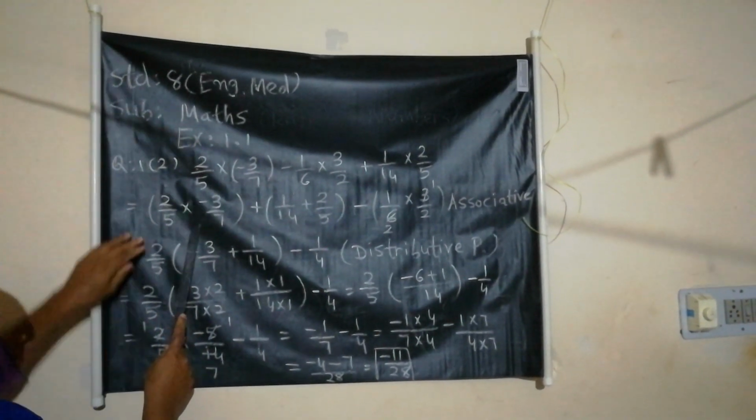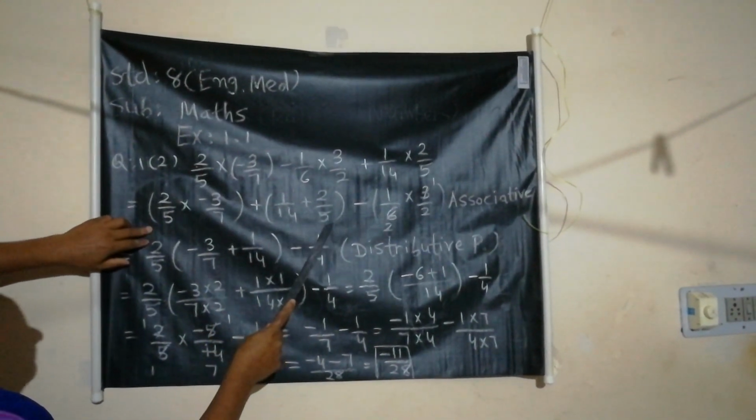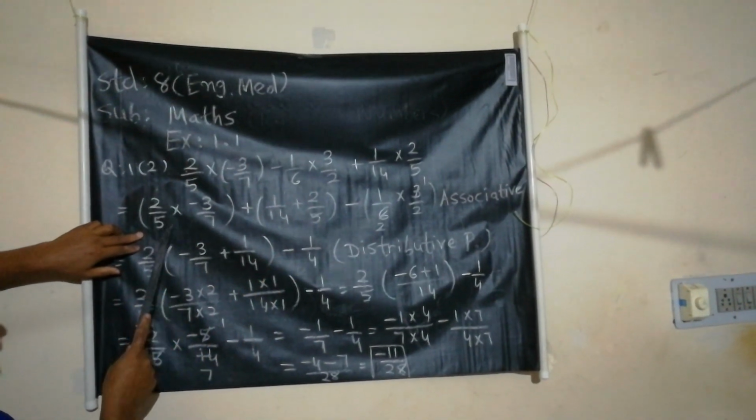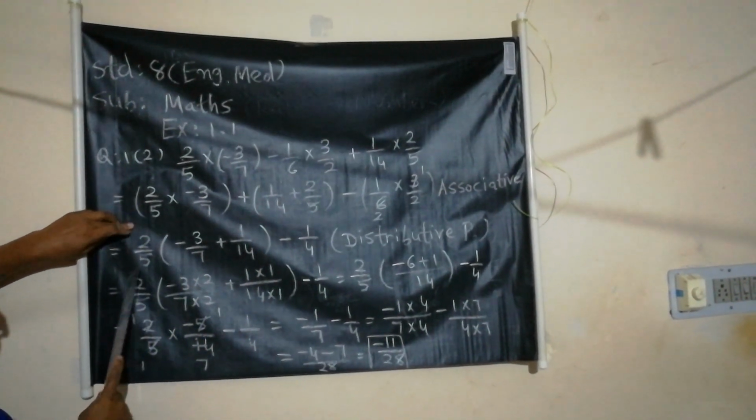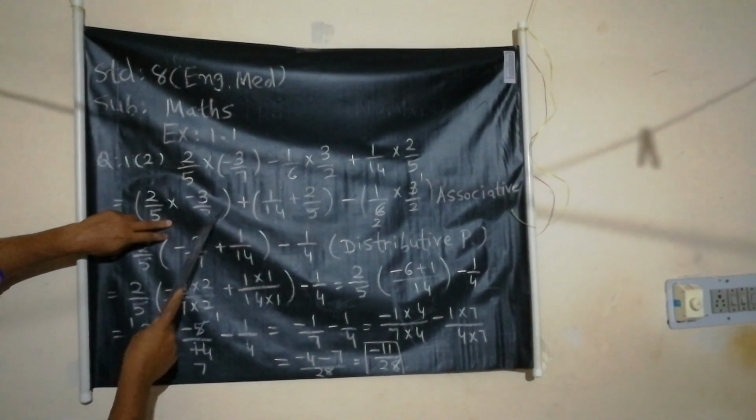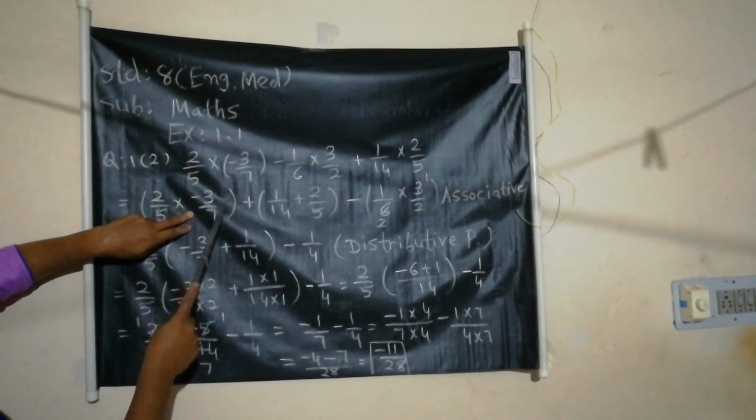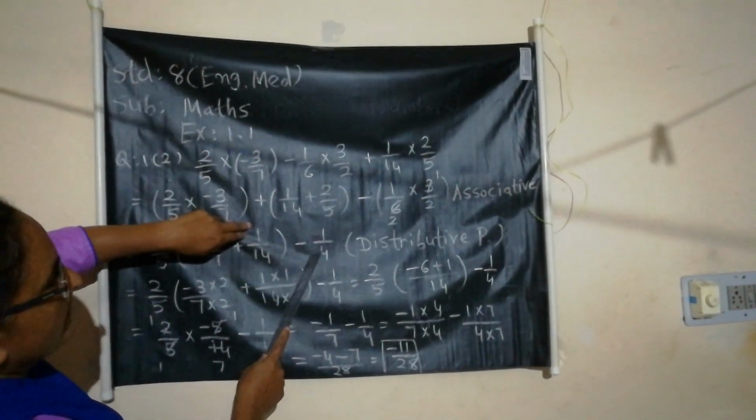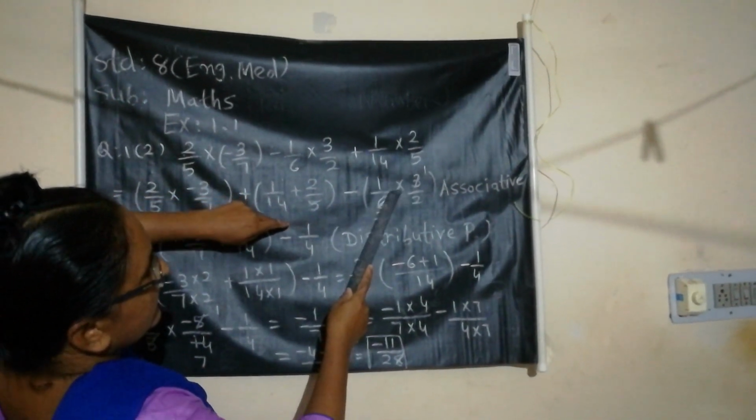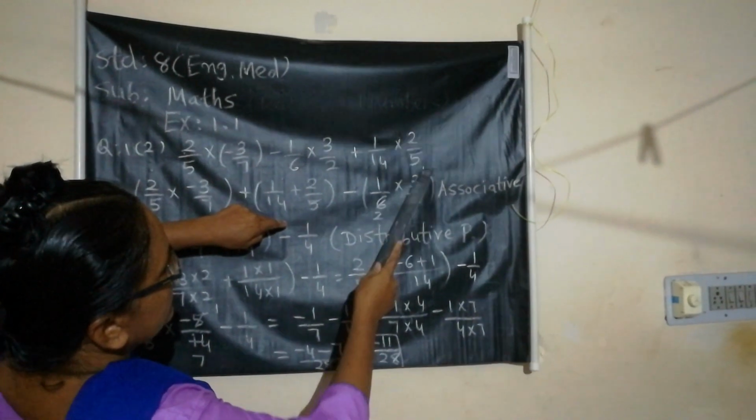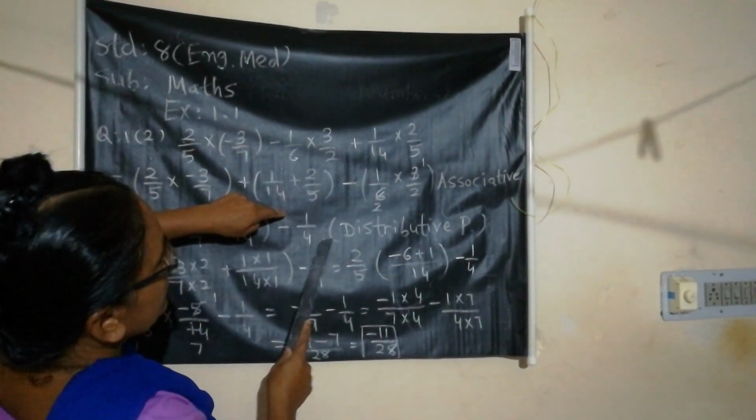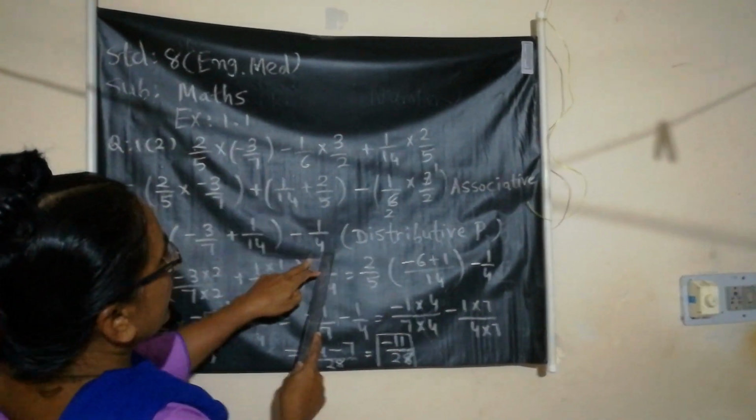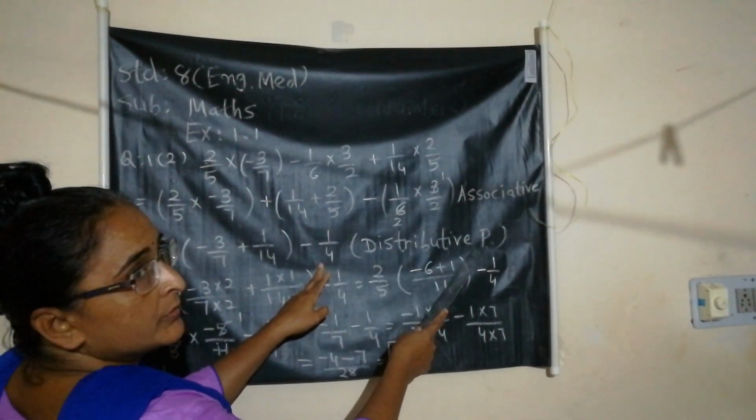Now in these two terms there is 2 upon 5 in common. Therefore, we take 2 upon 5 common. Here remains negative 3 upon 7 plus here 1 upon 14 minus the simplification of this term, 1 ones are 1, negative 2 twos are 4. Here we use the distributive property.